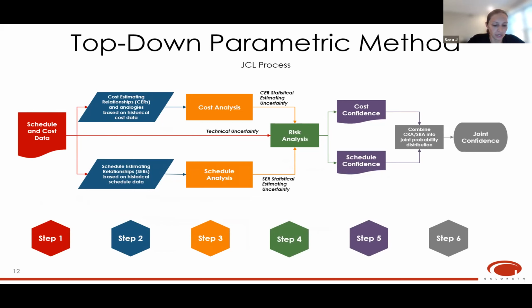In step 3, you would generate your cost and schedule analysis. In step 4, you would perform risk and uncertainty analysis on the CER and SER, including uncertainty on the inputs and estimating uncertainty on the regression equation, while also accounting for technical uncertainty. Next, you would calculate the cost and schedule confidence levels separately. And then in the last step, you would combine the cost and schedule risk analysis into a joint probability distribution to calculate the joint confidence level.